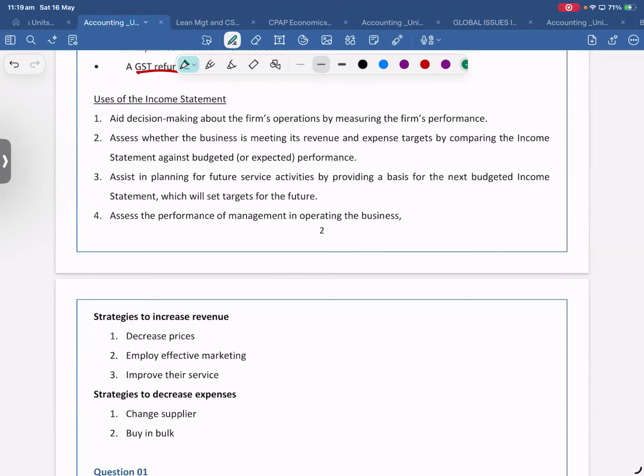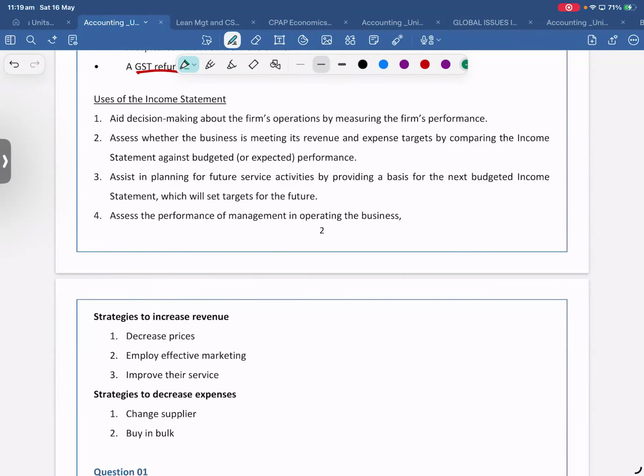Then it assists in planning for the future, right? So we can plan for the future. What is planning for the future? We get ready, we make plans, we have some proposals, right? Some strategies that we are going to do in the next period. And then finally, we assess the performance of management in operating the business.